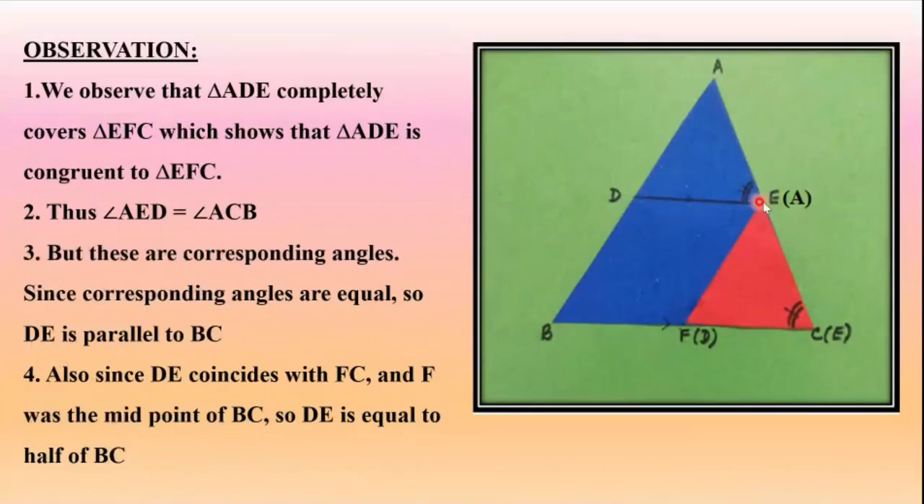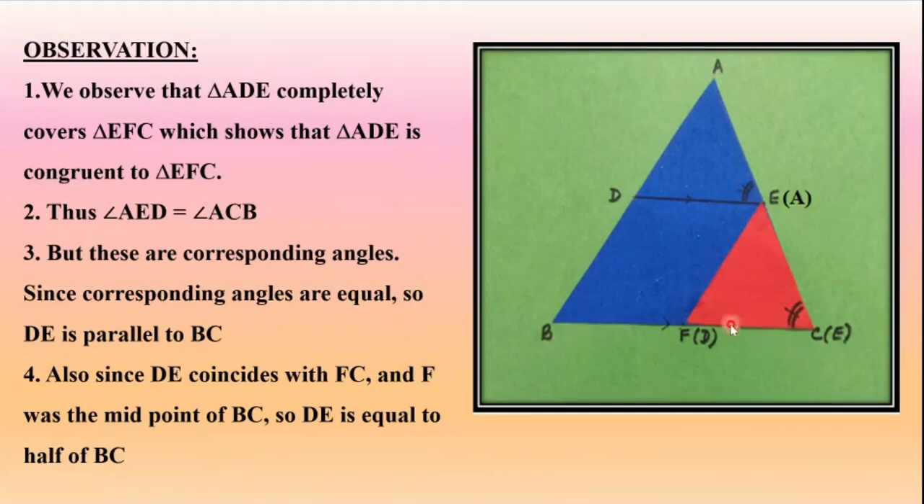We observe that when I pasted triangle ADE over triangle EFC, it completely covers triangle EFC, which shows that triangle ADE is congruent to triangle EFC. This also shows that angle AED is equal to angle ACB. But these are what kind of angles? These are the corresponding angles. And since the corresponding angles are equal, I can say that DE is parallel to BC. So I have proved the first part of the theorem, that the line joining the midpoints of two sides of a triangle is parallel to the third side. I have got DE coming parallel to BC.